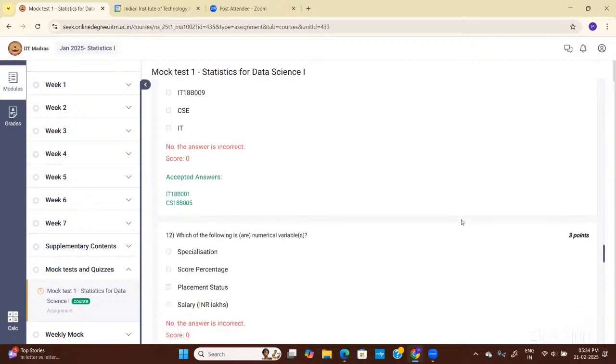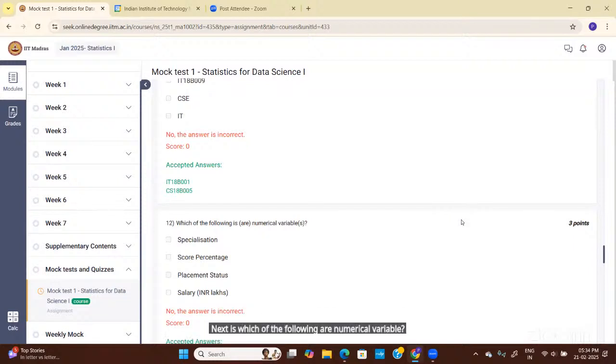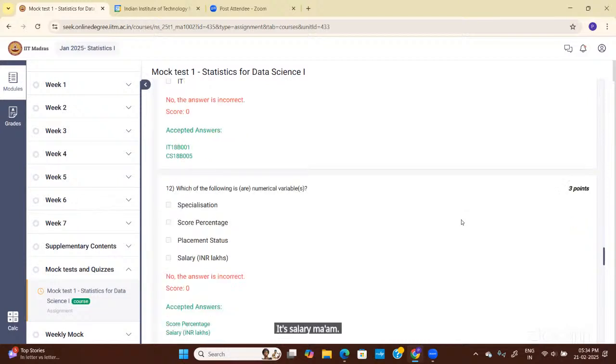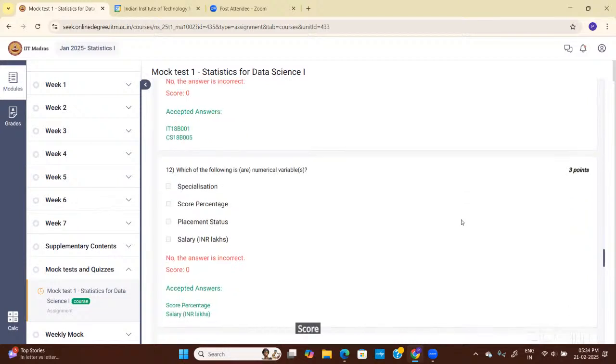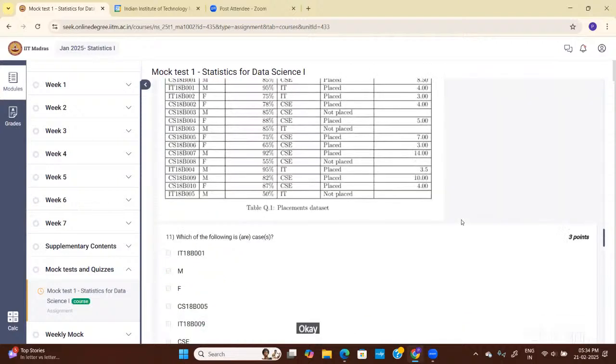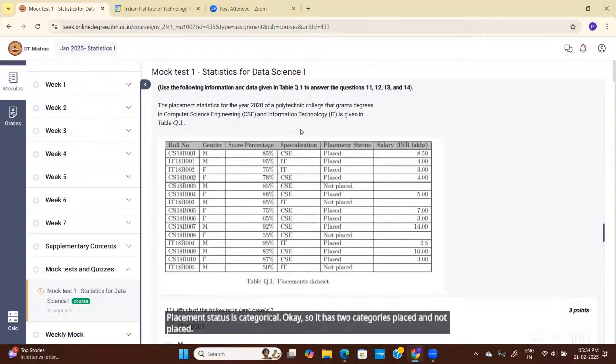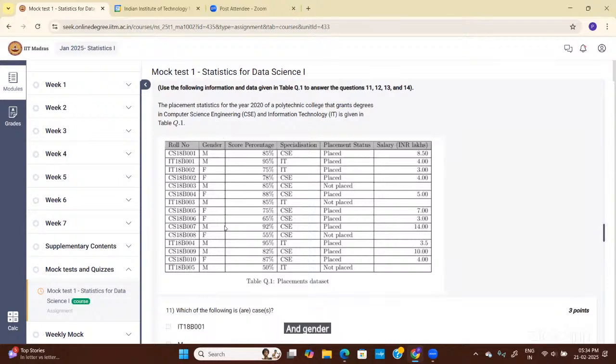Next is, which of the following are numerical variables? Specialization, score percentage, placement status, and salary. So what will be the numerical variables? Salary and score percentage. Score percentage is also in numerical form, and salary also. Placement status is categorical, with two categories: placed and not placed. And gender also, it is male and female.